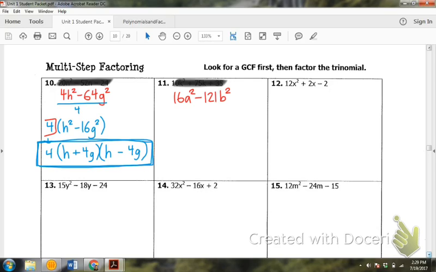Who wants to volunteer their answer? Someone who I haven't heard from today very much. Olivia, I haven't heard from you very much. Go ahead, girl.